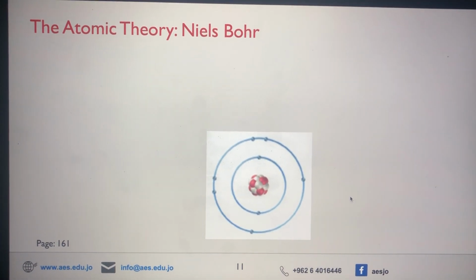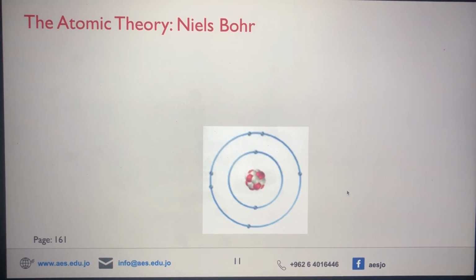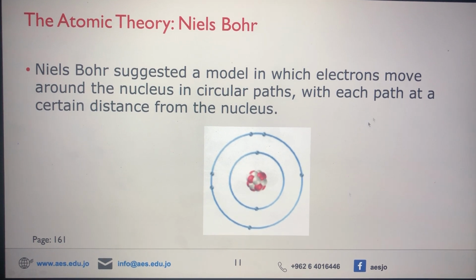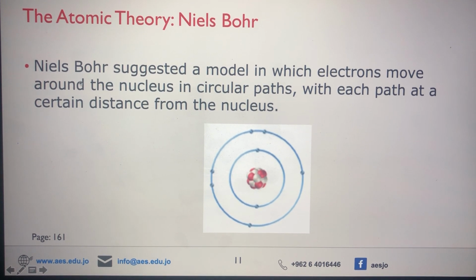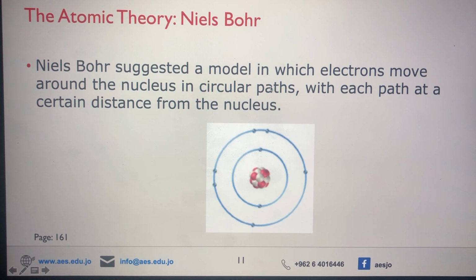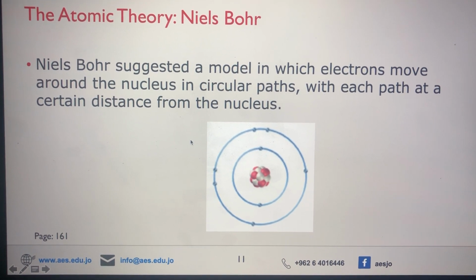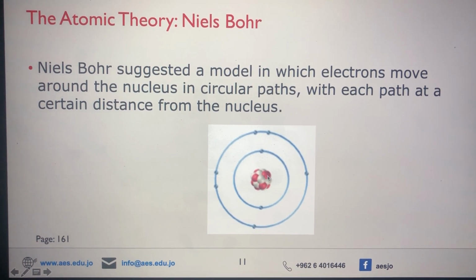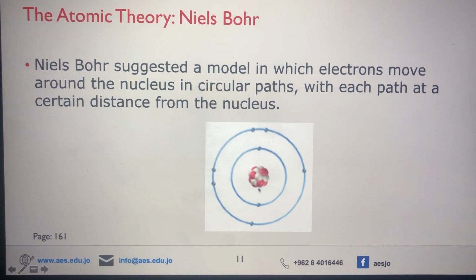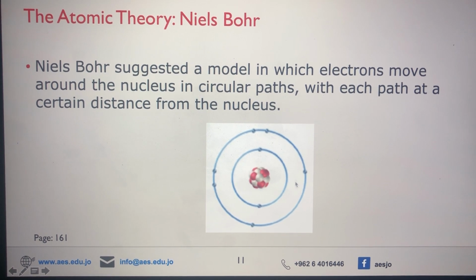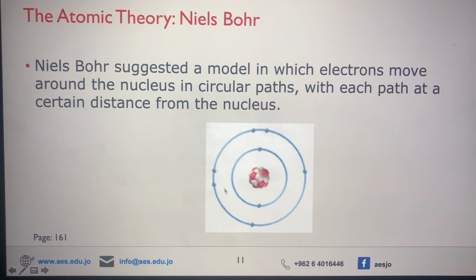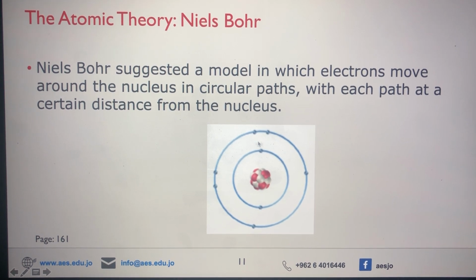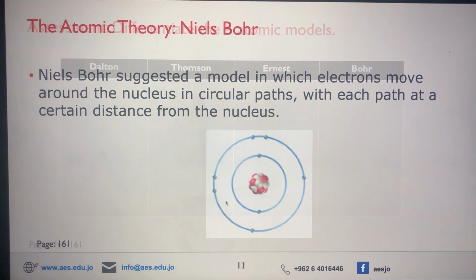The last scientist that talked about the atomic theory is Niels Bohr. He suggested a model in which electrons move around the nucleus in circular paths, with each path at a certain distance from the nucleus. So he suggested that this is the nucleus that has the protons, and that the electrons travel around in paths around the nucleus.